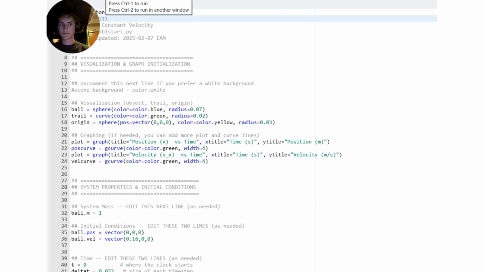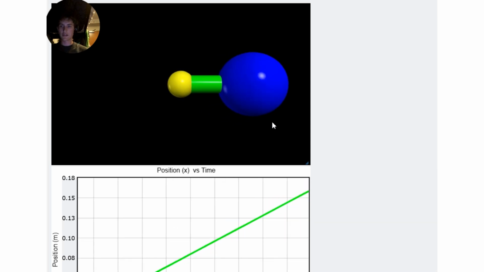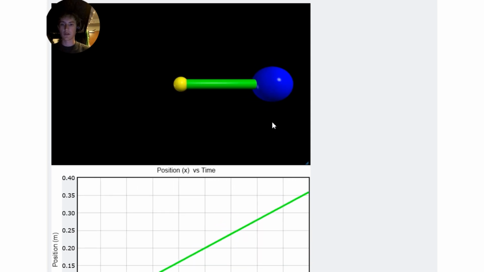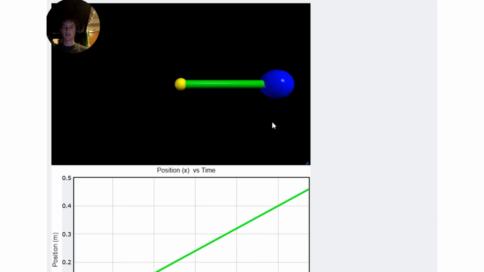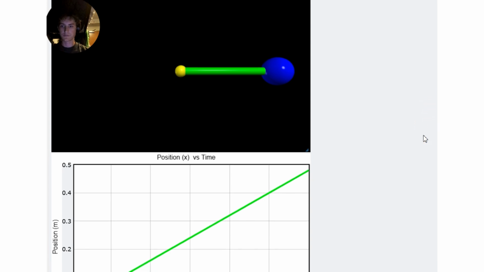We can move to the video. And as you can see, the ball is moving at a constant velocity from the initial position. Although it's taking place over a period of 6 seconds, the time has been dilated to 0.5, so it can be better represented in the model.